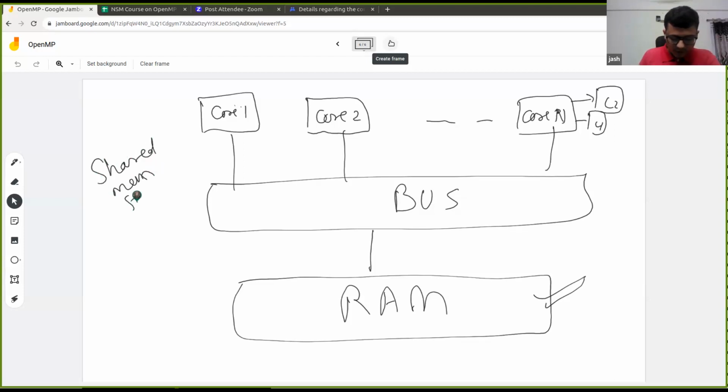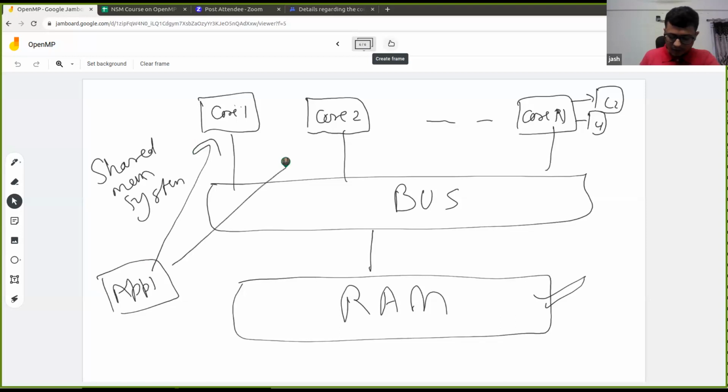And using OpenMP, we'll be doing parallel processing on this shared memory system. So OpenMP is the API for parallel programming on shared memory systems. Your laptop's CPU will have multiple cores. Let's say you have app 1, how do you parallelize it on these multiple cores? You will see how to do this using OpenMP.